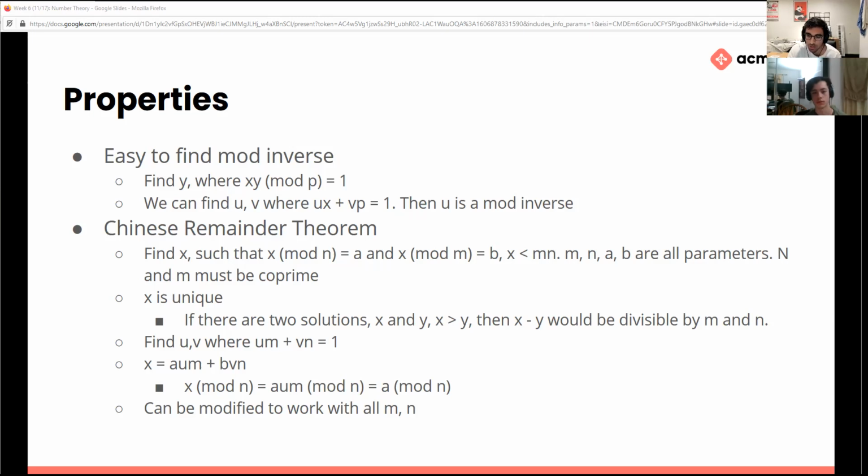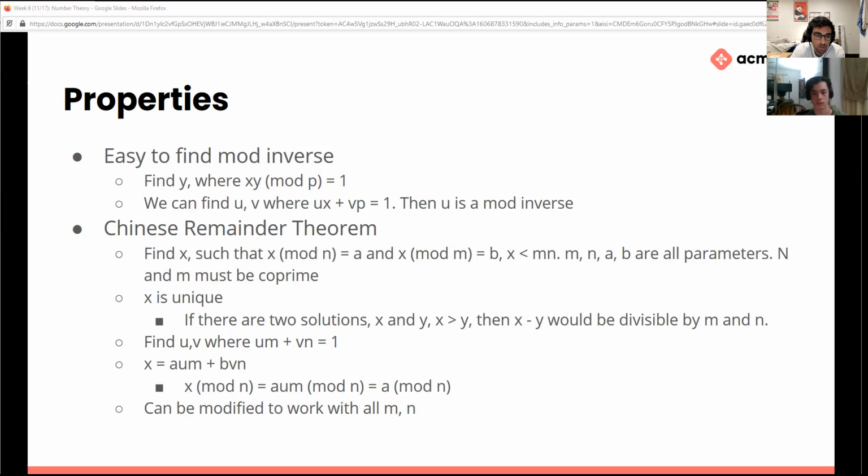Well, if it wasn't unique, then we would have two numbers, x and y, and if we took x minus y mod n, we would get 0, and x minus y mod m, we would get 0. So then x minus y would have to be divisible by mn, but that's only possible if x minus y is equal to 0, because we already said that m and n are coprime. Okay, so now we know that it's unique.